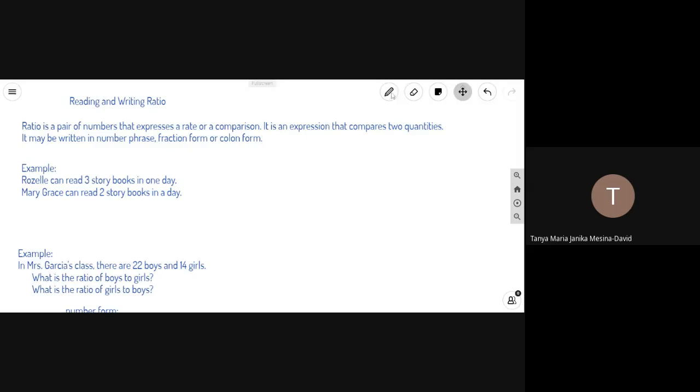Now, I want you to take particular attention to rate because it says that ratio is a pair of numbers that expresses a rate. Now, what is a rate? A rate is actually this definition. It is an expression that compares two numbers. So let's have an example for you to further understand it.